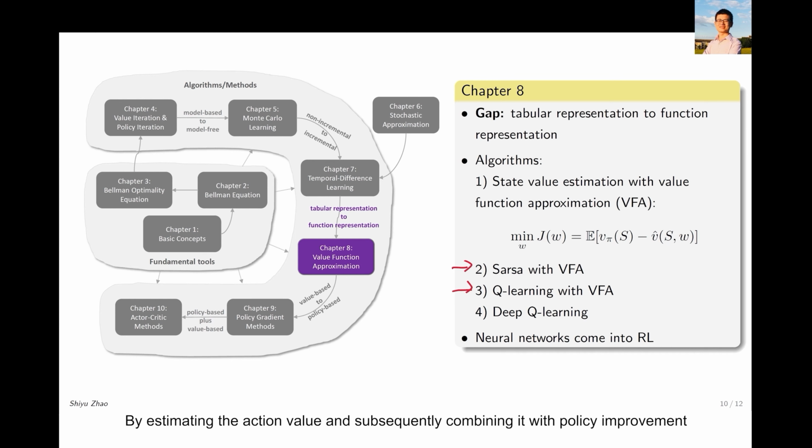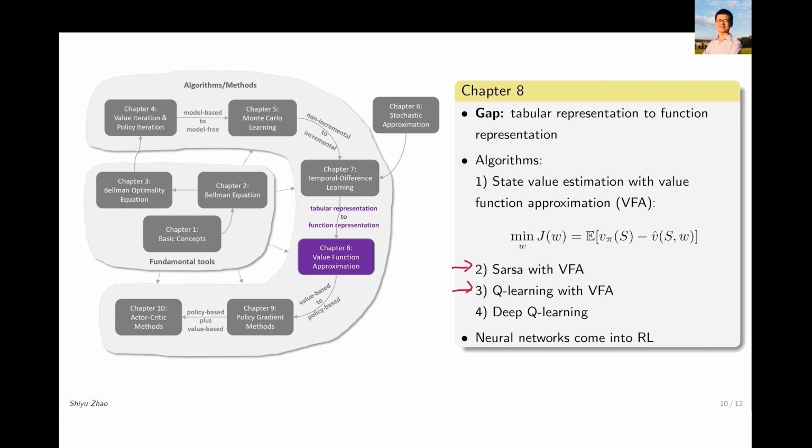By estimating the action value and subsequently combining it with policy improvement, we can iteratively refine our policy to find the optimal policy. An important part to highlight is the introduction of deep Q-learning, or DQN. Various techniques within DQN, such as using 2 networks or experience replay, are discussed in detail. Overall, Chapter 8 marks the beginning of a new chapter, where we introduce the concept of functions. Neural networks serve as an excellent representation of functions. Hence, in Chapter 8, neural networks come into the field of reinforcement learning for the first time.